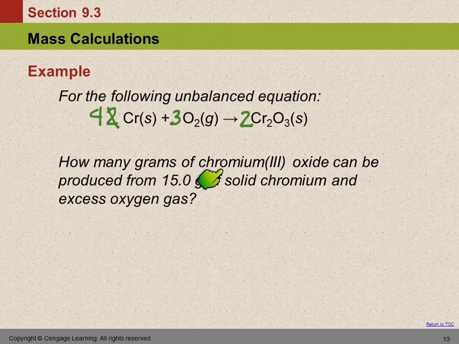How many grams chromium-3 oxide? Well, even if you're a little sketchy on your nomenclature, hopefully you can pick out that it must be this guy, right? Because that's chromium, and this is oxygen. This must be the chromium oxide. So the question is, question mark, how many grams of that guy can be produced from 15.0 grams of solid chromium? So here under chromium, I'm going to write 15.0 grams of chromium.